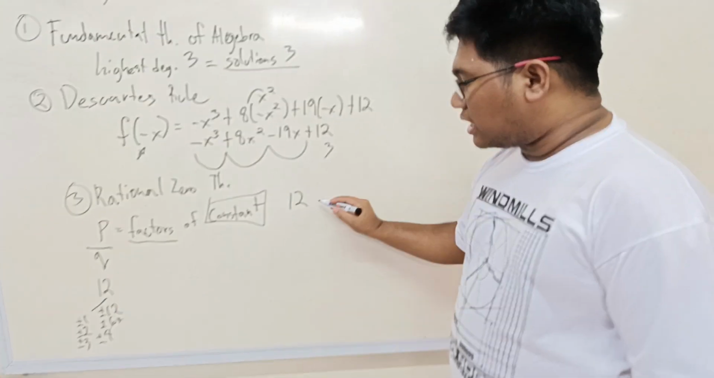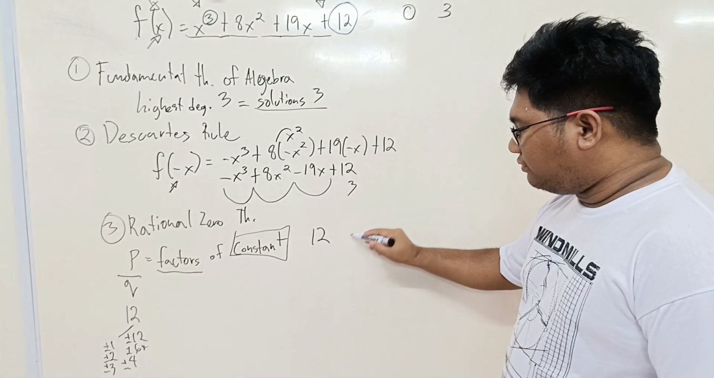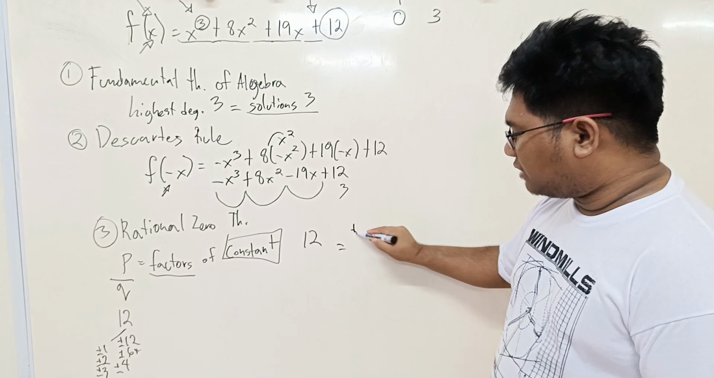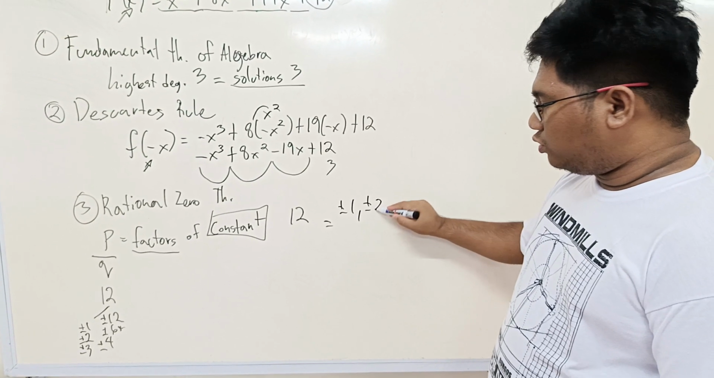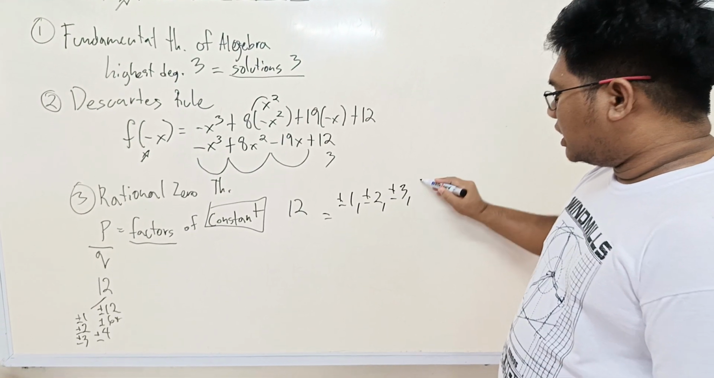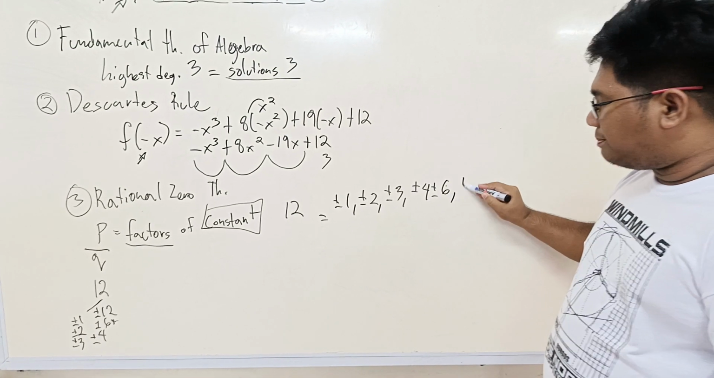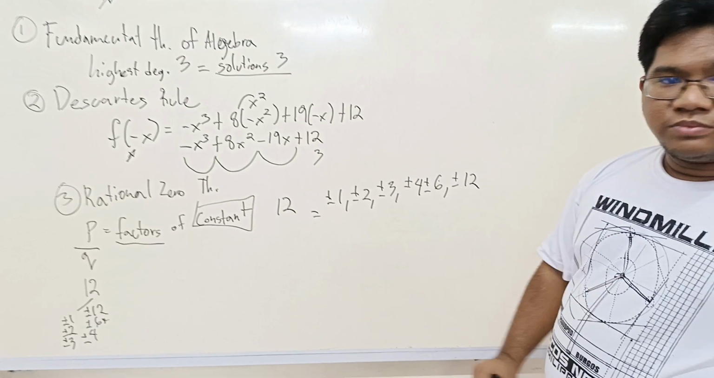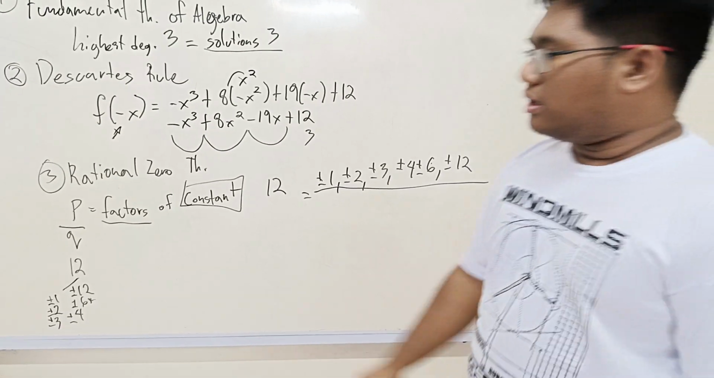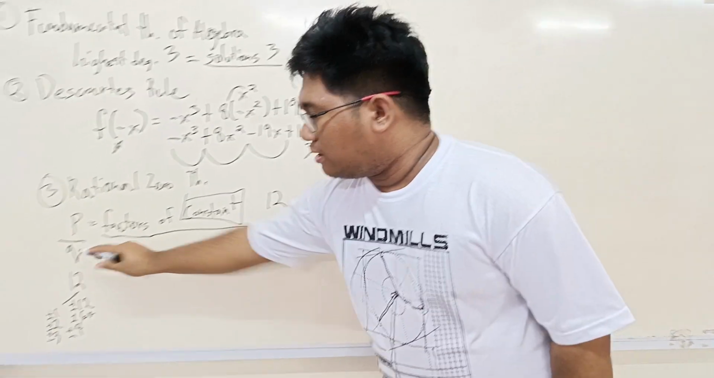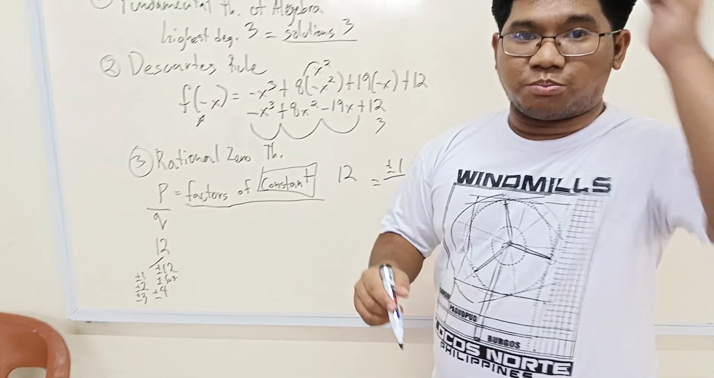So isusulat lang natin yan isa-isa. So we will have positive negative 1, positive negative 2, positive negative 3, positive negative 4, positive negative 6, and then lastly positive negative 12, all over. Now let's go with the meaning or definition of Q.